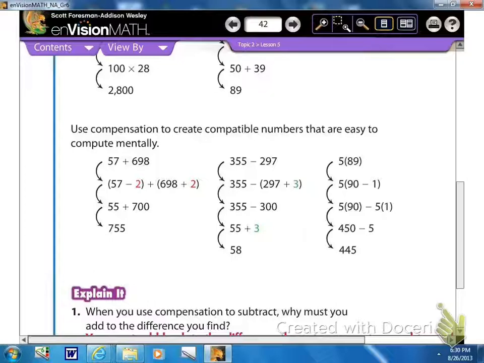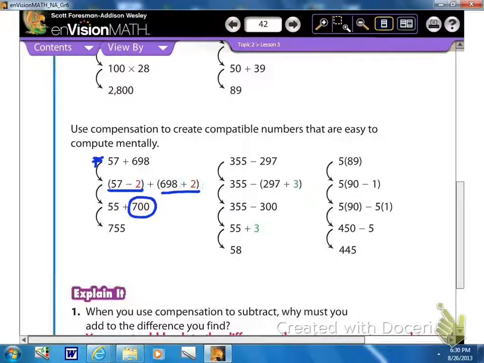Okay, here on page 42 are a couple examples of how you can use compensation to create these compatible numbers that are easier to compute mentally. So here we have 57 plus 698, neither easy numbers to compute mentally. But notice they say, well, let me take 2 away from 57, because if I add 2 over here to 698, I have this nice easy 700. And these then even out. Minus 2 plus 2, that would be equal to 0 or no change.